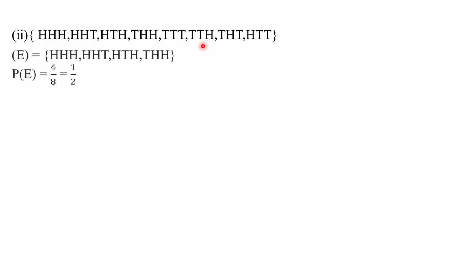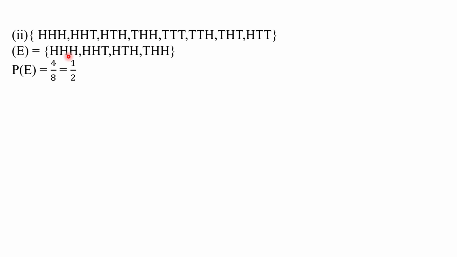So this is the sample space that we got because the coin is tossed 3 times. So E is saying at least 2 heads. At least 2 heads means you should have two heads, but you can have more than 2 heads too. So here you can see 2 heads, 2 heads, 2 heads, but more than 2 heads like triple H. So how much is this? 1, 2, 3, 4. So 4 and total is 8. So probability of E is 4 by 8.